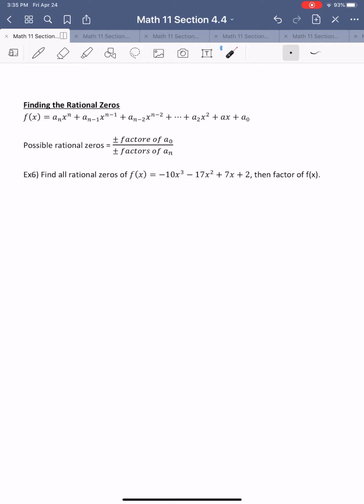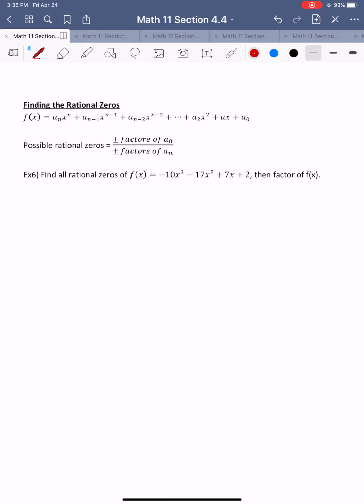Okay, so this is actually finding the rational zeros. I put it on here. So find all rational zeros of f of x equals negative 10x cubed minus 17x squared plus 7x plus 2, then factor f of x. Alright, so let's find it here.